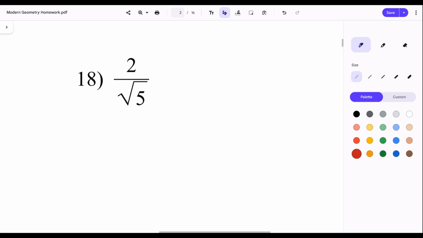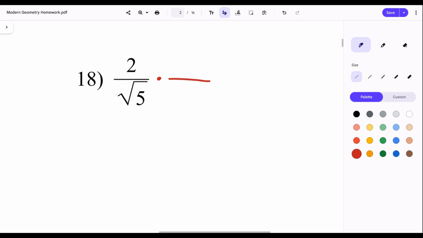Can you do anything with the 5? No? 4 doesn't go into 5, right? And 9 gets too big. So I can't break that down. There's not going to be anything that just cancels away on this one. But again, I can't leave square roots in the denominator.